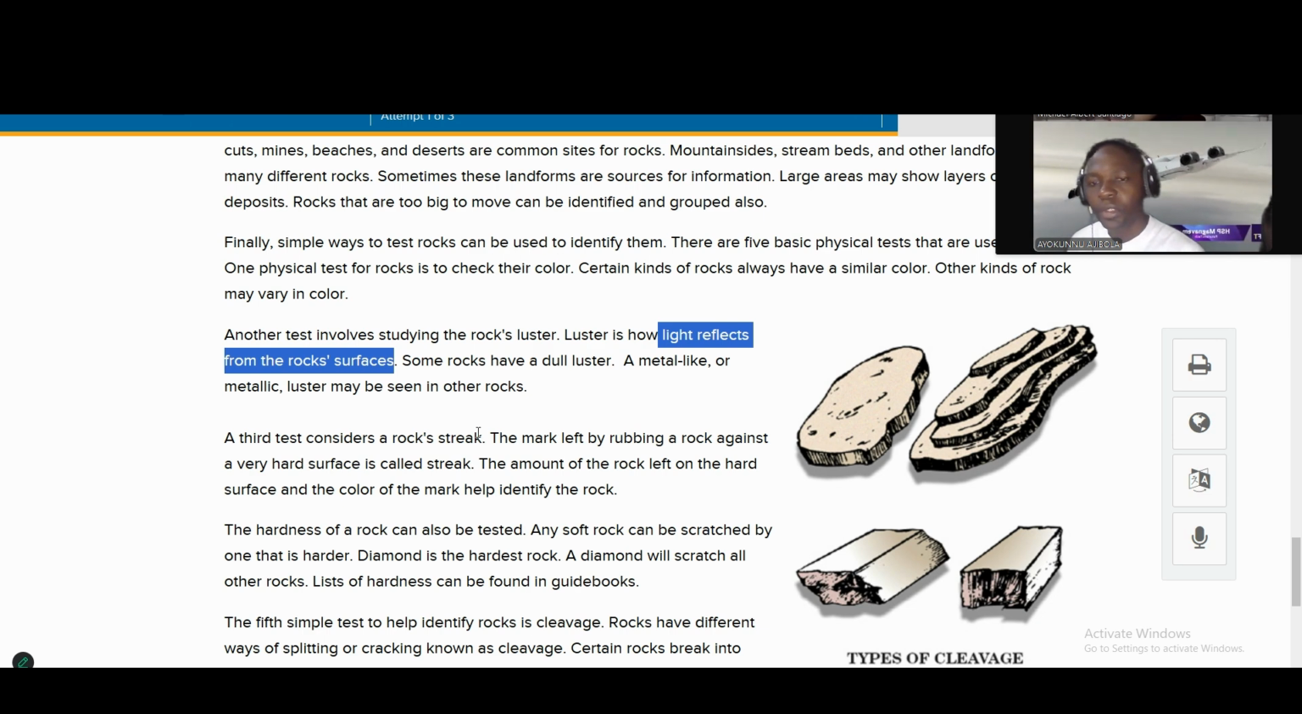A third test considers a rock's streak. The mark left by rubbing a rock against a very hard surface is called streak.